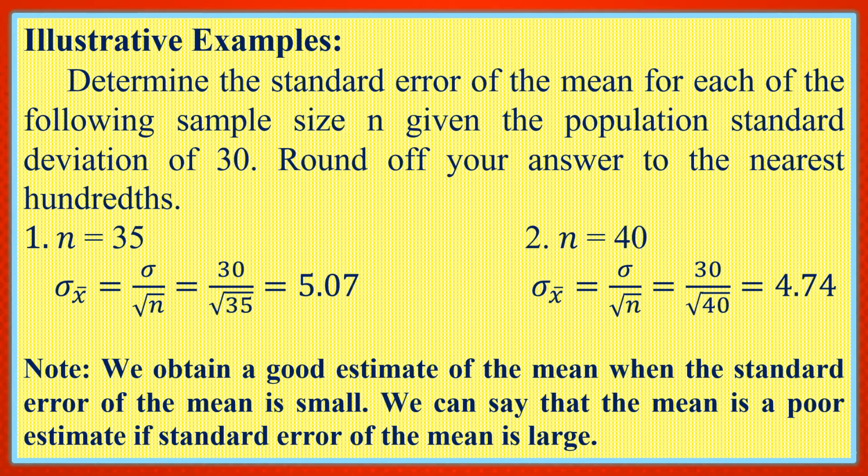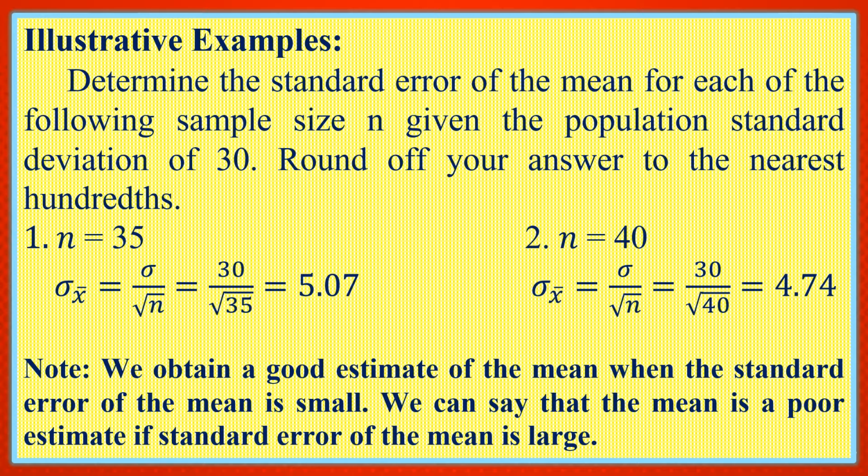5.07. For number 2, you are given n equals 40. So the standard error equals the standard deviation divided by the square root of n, and that is equal to 30 divided by the square root of 40, which equals 4.74.